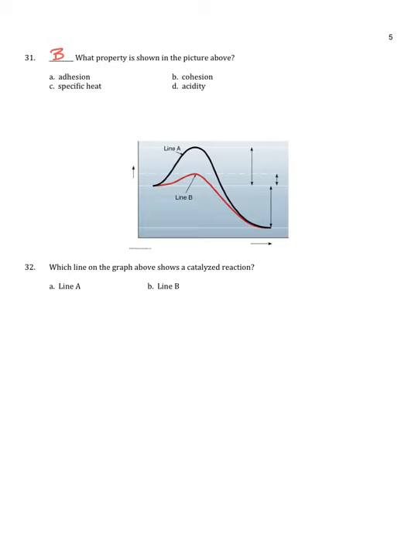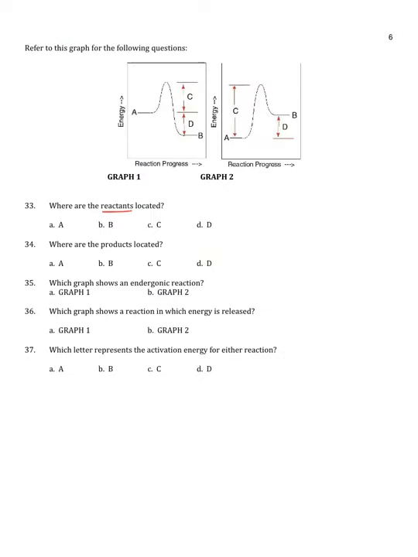And then number 32 is looking at a graph that shows 2 different activation energy lines. So line A and line B. Line A requires more activation energy than line B, which means that line B is showing the catalyzed reaction because the amount of energy needed to get the reaction started is significantly less than the activation energy needed for line A.